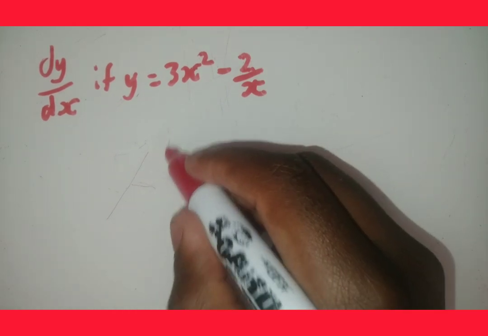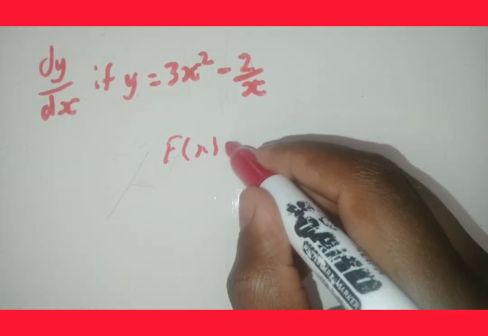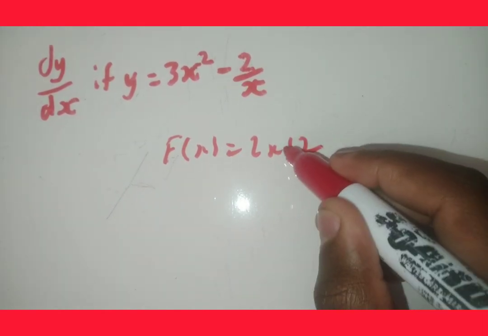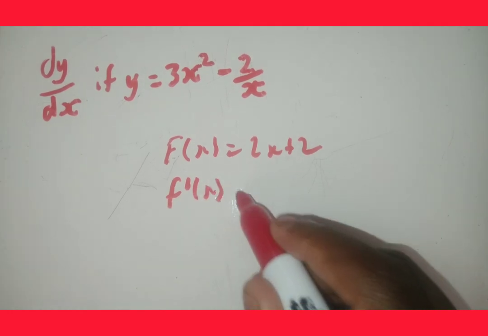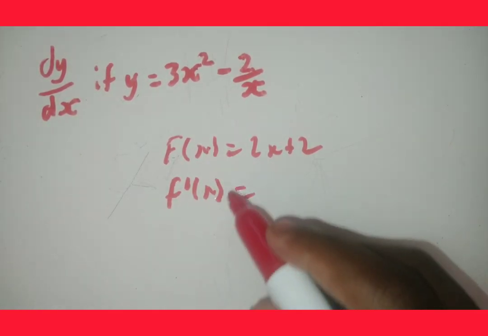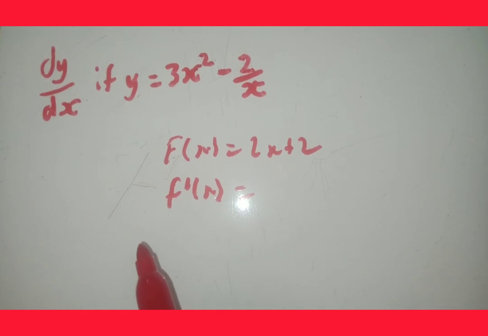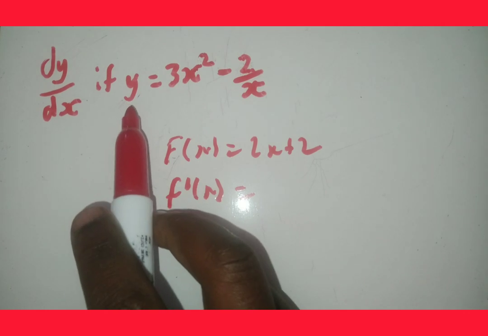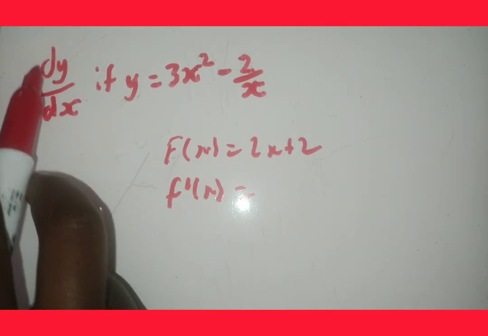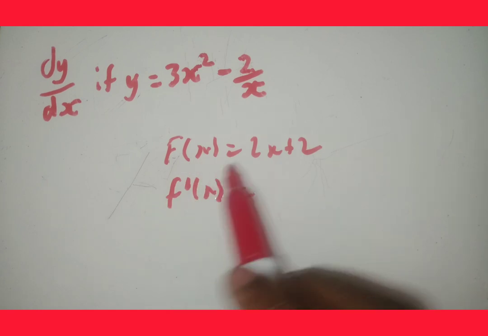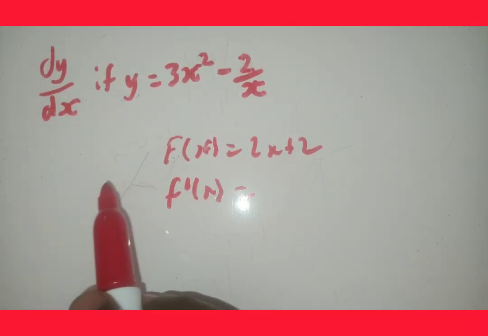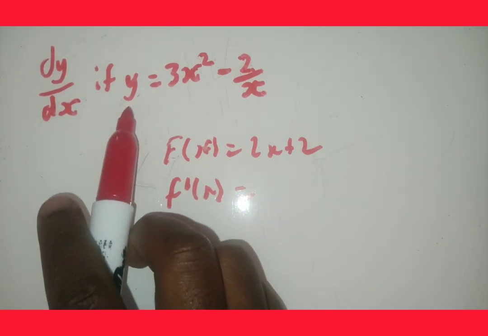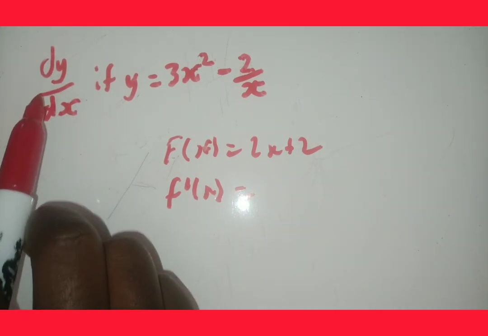Usually if you're given, let's say, f at x is equal to 2x plus 2, when they ask you to find the derivative, you would say f prime x. f at x is the same as y. If you are given y and they ask you to find the derivative, it just becomes dy over dx. The same way, if you're given f at x and they ask you to find the derivative, it is f prime x. So that's just what it means. When you find the derivative of y, you write dy over dx.